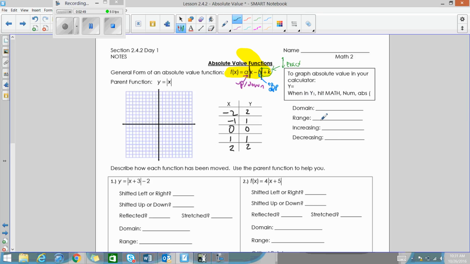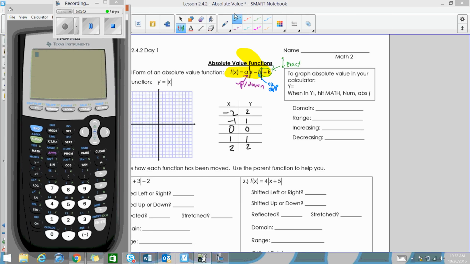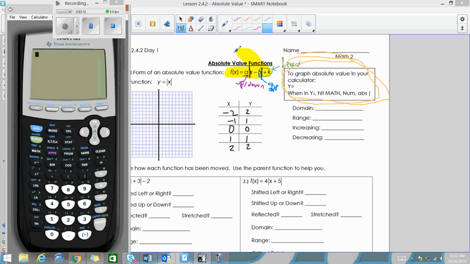Now, if you're like, I don't believe you, Mr. Qualman, I need to see my calculator, well, take out your calculator. I have a kind of new looking calculator, and we're going to put this in our graphing calculator. I'm going to slide this over here. If you look up in the top right, it says how to graph absolute value. I put the notes on there, so you can see exactly what to do. New calculator, old calculator, you're going to do the same thing. We're going to go to y equals, and we're going to put the absolute value of x in there.